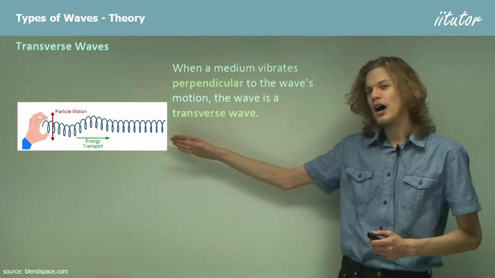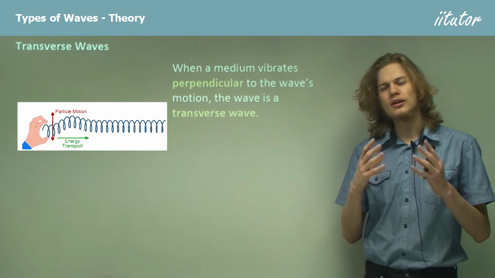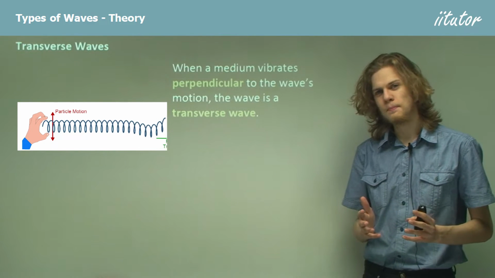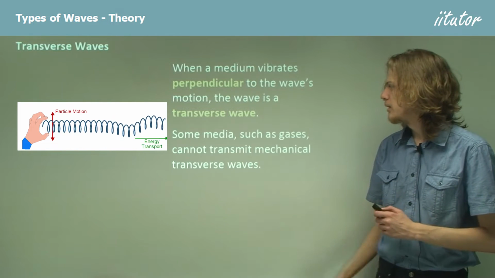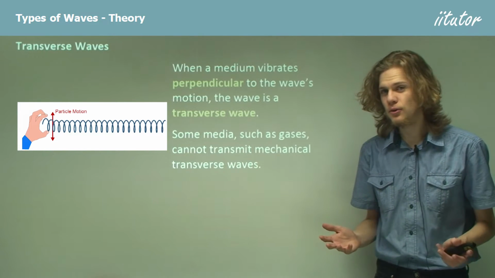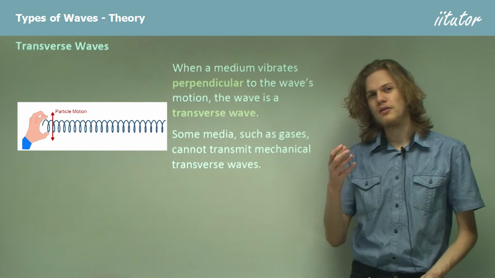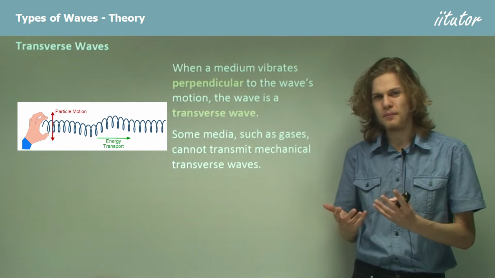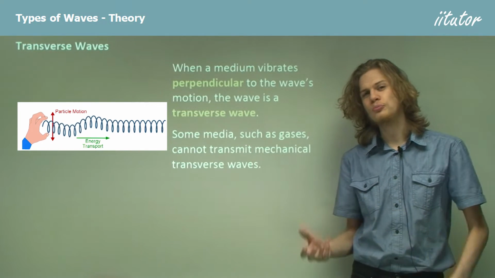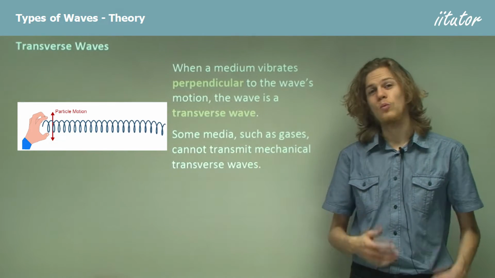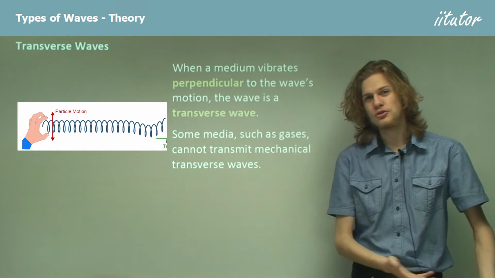So when we're moving up and down like this, then we say that the particles are moving in a direction transverse to the wave's motion. That means that we can call these transverse waves. Some media, such as gases, for example, can't actually transmit mechanical transverse waves because the gas particles are simply not connected to each other. We can't get a gas particle moving up or down, getting the gas particle next to it to also move up or down. For a slinky, we are able to do this. If one part of the slinky moves up, then it will pull the next part of the slinky up, and so the wave will propagate.